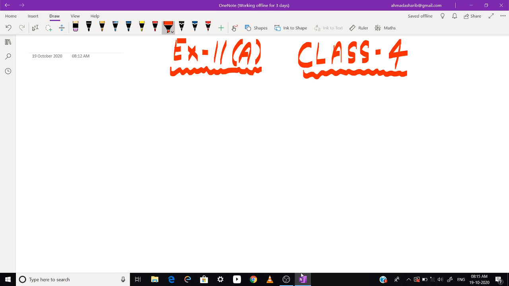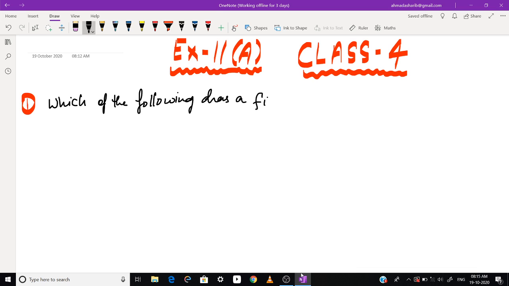The first question is an MCQ, a multiple choice question, and we have to tick the correct answer. But rather than ticking the correct answer, I will explain the options given in the question, one by one. The first question says, which of the following has a fixed length?